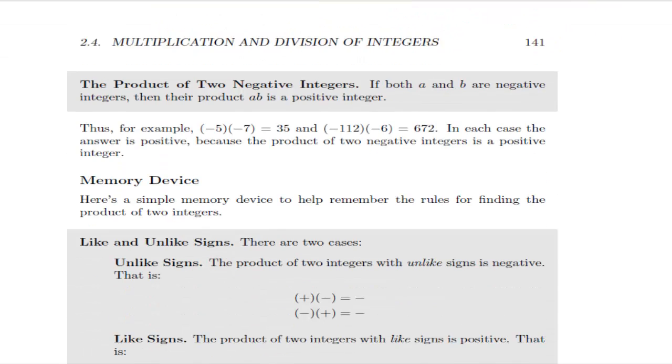The product of two negative integers. If both a and b are negative integers, then their product, a times b, is a positive integer. Thus, for example, negative 5 times negative 7 equals 35, and negative 112 times negative 6 equals 672. In each case, the answer is positive, because the product of two negative integers is a positive integer.